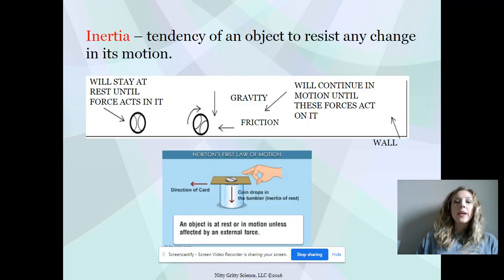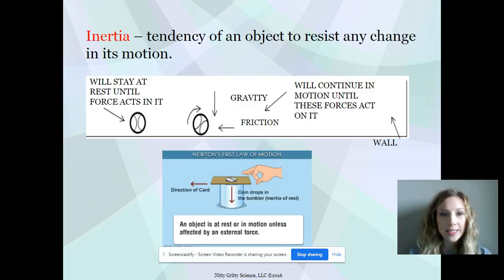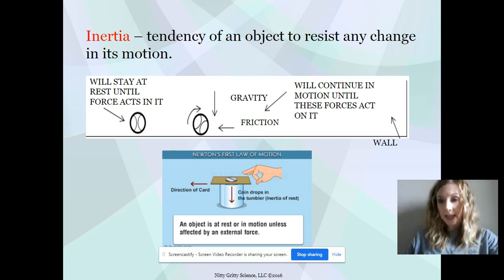All right, so inertia is the tendency of an object to resist a change in motion. With the ball in this picture, you have gravity acting on it and friction acting against it. If you kick it, gravity is going to push it down, and friction is going to push against it once it hits the ground. If gravity and friction didn't exist, when you kicked that ball, it would continue moving forever and ever.